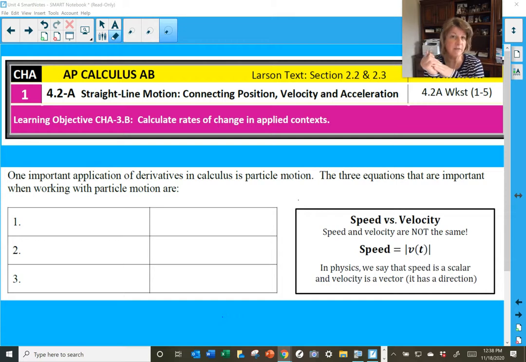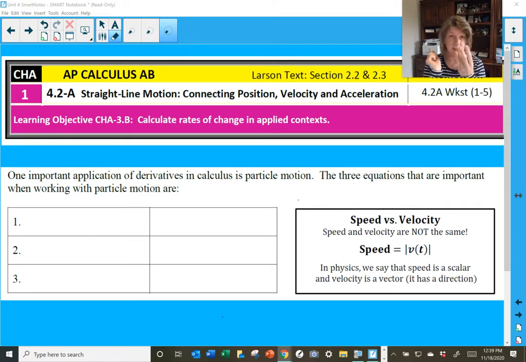This is our first day of it, so I'm calling it A. We have 3 days coming at us. As you can see in the calendar, it's 4.2A, B, and C, each taken on a different day. Very important topic. It is all about straight line motion, so either horizontal particle movement or vertical particle movement.